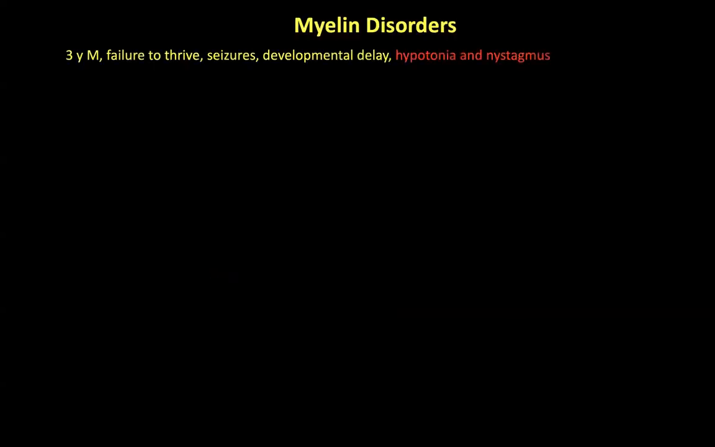Let's start with a case of a 3-year-old male with failure to thrive, seizures, developmental delay, and very important, hypotonia and nystagmus. So hypotonia and nystagmus are not expected at this age, and it is very important to know what happens to the myelin normally. A neonate will have the central part of the brain myelinated, for instance the posterior limb of the internal capsule, the ventrolateral thalamus, and a bit of the corticospinal tract superiorly in the perirolandic region.